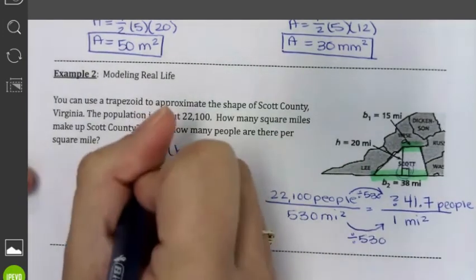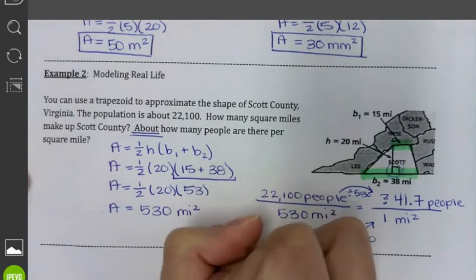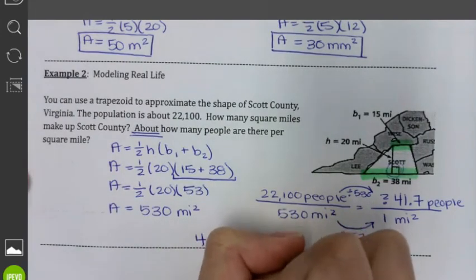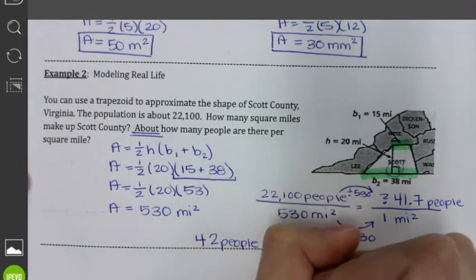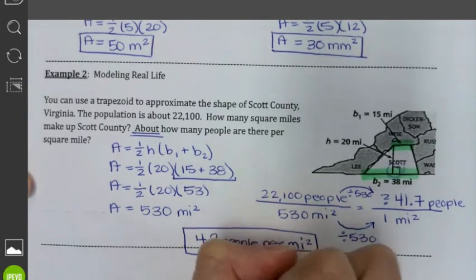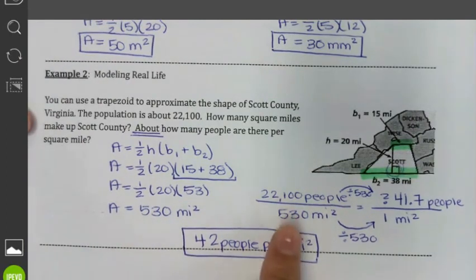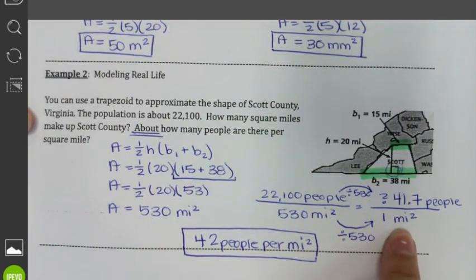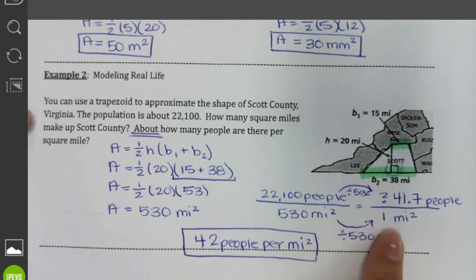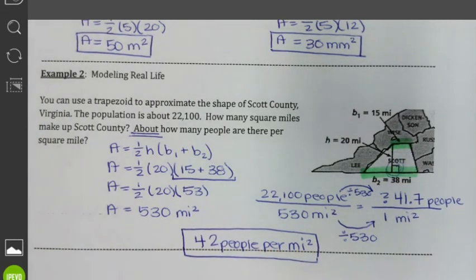Which is not a realistic amount of people. And it is asking us for an approximate answer because it says about how many people. So we are going to write our final answer as 42 people per square mile. So again, we found the area using our trapezoid formula, and then we figured out this is called a unit rate from our ratios unit. We found our unit rate to come up with how many people there are per square mile, 42. And that is the end of our 7.3 notes on area of trapezoids.